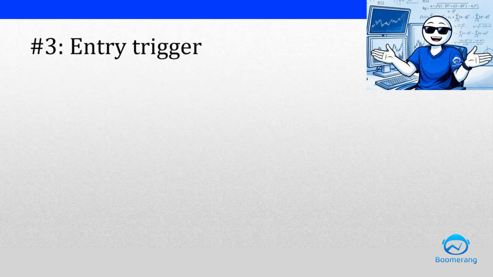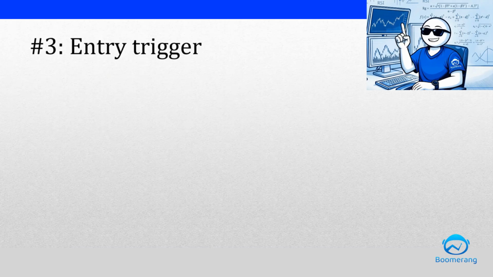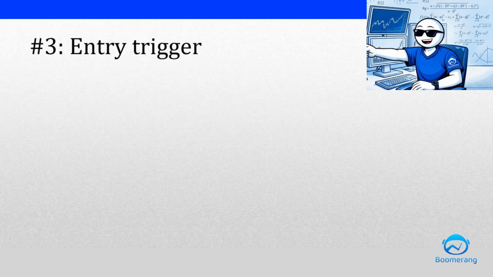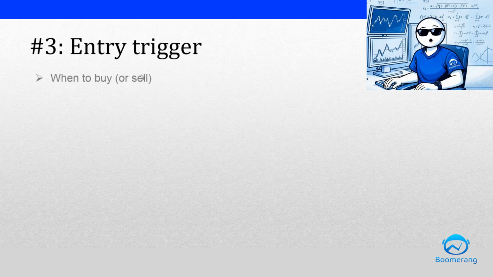Then we covered area of value. There are two things we covered in area of value: support resistance and moving average. And these are tools that you can use to tell you where to buy or sell. So market structure tells you what to do. Area of value tells you where to buy or sell. And now we're moving to the third component, entry trigger. This tells you when to buy or sell.